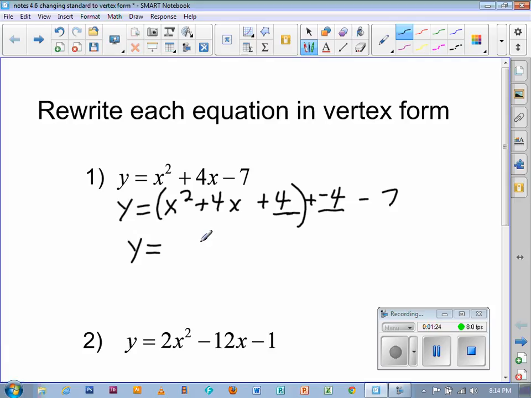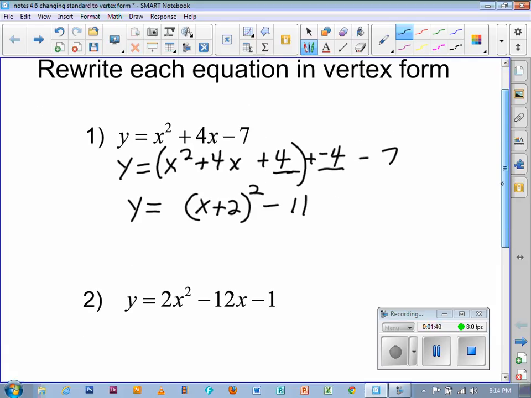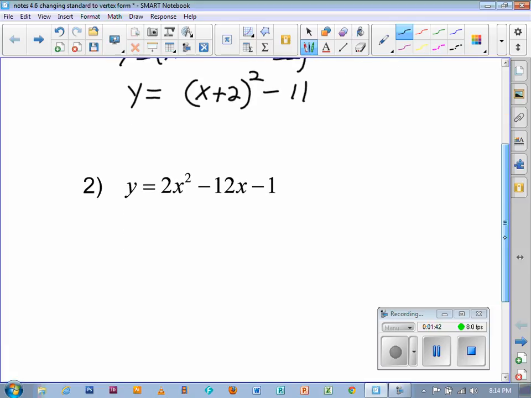Last step, factor the trinomial, x plus 2 squared. Add the -4 and the -7, you get -11, and you have yourself the vertex form of this equation. And so it's going to start at -2, -11. And it's obviously a little bit more efficient than the way we taught it in section 2.